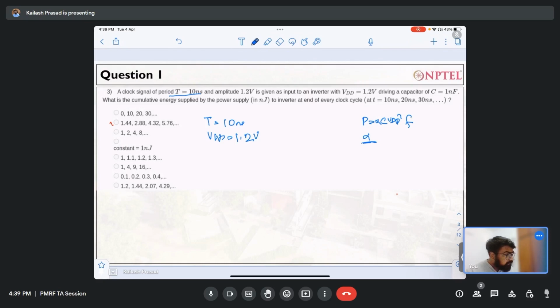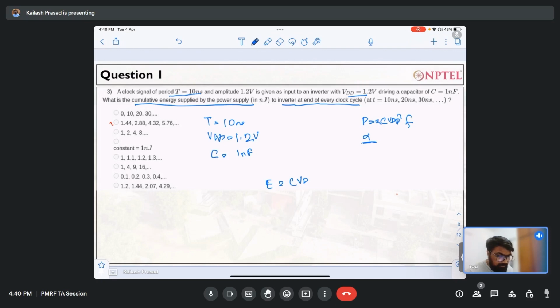VDD is 1.2 and capacitance C is 1 nanofarad. So the question is, what is the cumulative energy supplied by the power supply to the inverter at the end of every clock cycle? What is the cumulative energy that has to be asked, after every 10 nanoseconds? Please understand that energy is not a function of time. Power is a function of frequency, but energy is not. So energy is CVDD square.